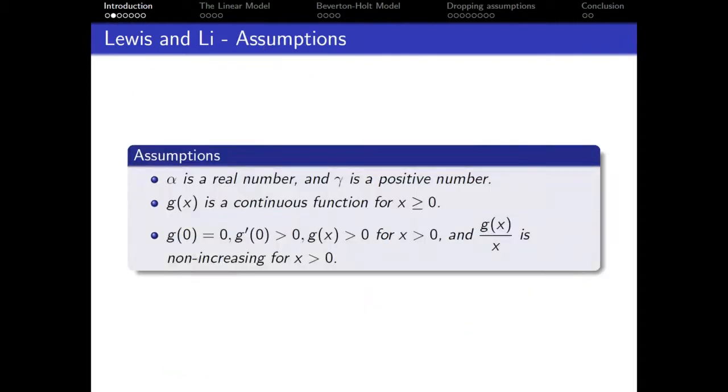The following assumptions were put on the model analyzed by Lewis and Li. First, alpha is a real number and gamma is a positive real number. G of x is a continuous function for x greater than or equal to 0. G of 0 is equal to 0. G prime of 0 is greater than 0. G of x is greater than 0 for all x greater than 0, and g of x divided by x is non-increasing for x greater than 0.